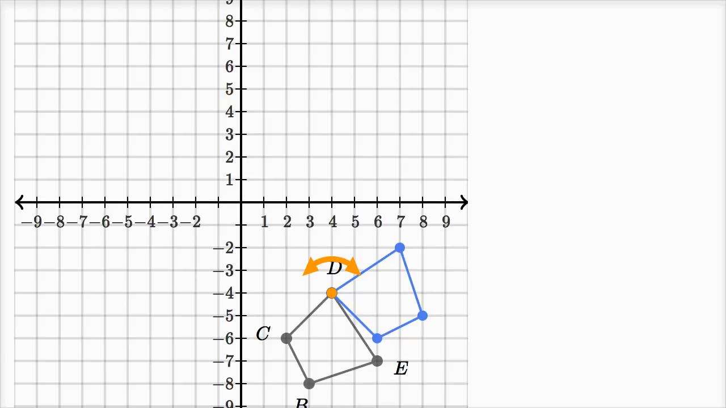And I don't have to, let me undo this. I don't have to rotate around just one of the points that are on the original set, that are on our quadrilateral.